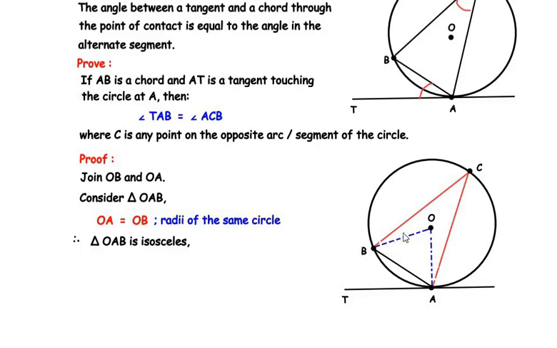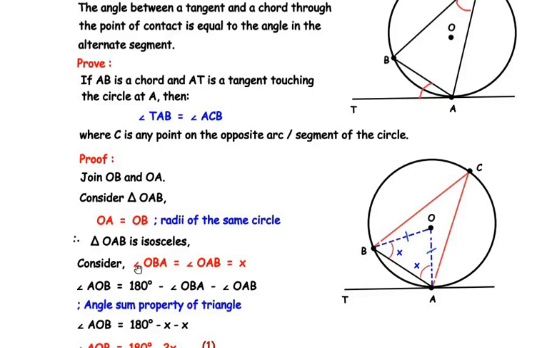Now in this triangle, the length of the side OB is equal to the length of the side OA because both are the radius of the same circle. Since two sides of the triangle are equal, this is going to be an isosceles triangle. Therefore, angle B will be equal to angle A. So here we have written, consider angle OBA equal to angle OAB equal to x degrees.